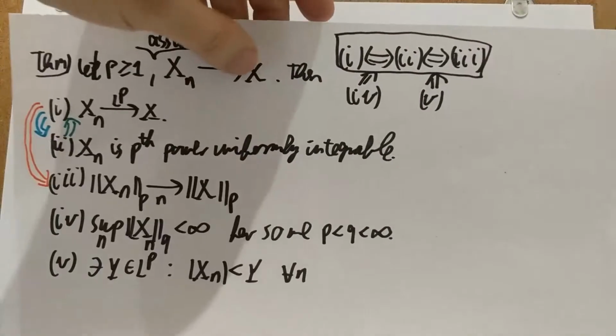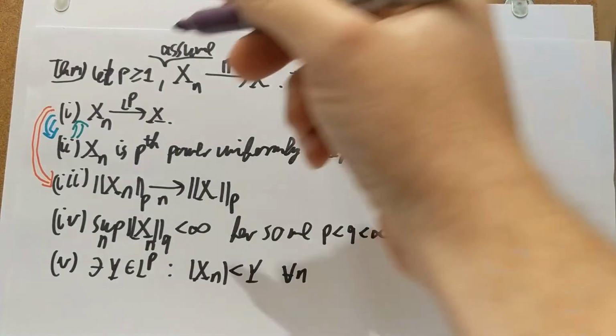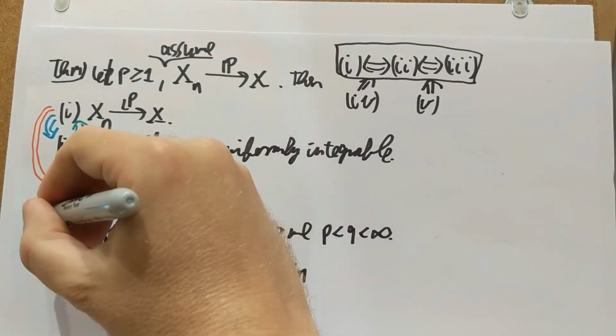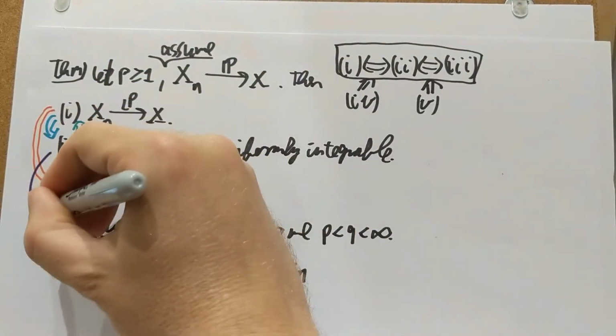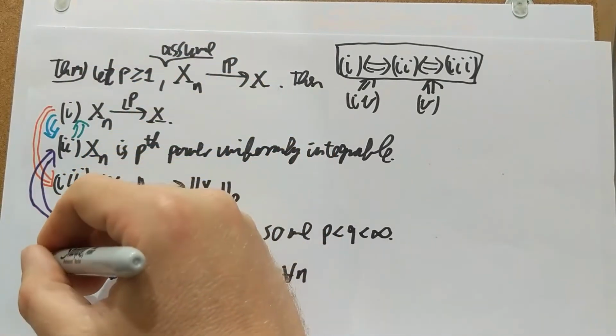Hi, I'm now showing you the last bits of proofs for this big theorem about LP convergence and uniform integrability. So here is the big theorem we're proving, and in this one I'm going to do 4 implies 2 and 5 implies 1.